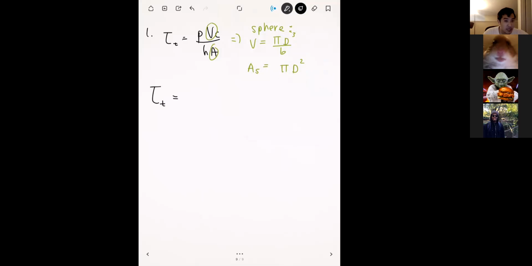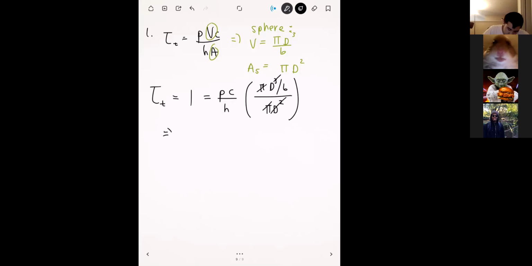Let's plug in for tau. Remember, tau in this case is going to be 1 because we want the thermocouple to react within 1 second. I'm going to pull out rho C and h because those we know in the problem, and then we're simply going to take the ratio of its volume and surface area. For the volume, we have pi d cubed over 6, and on the bottom we have pi d squared. All of these cancel out right here.